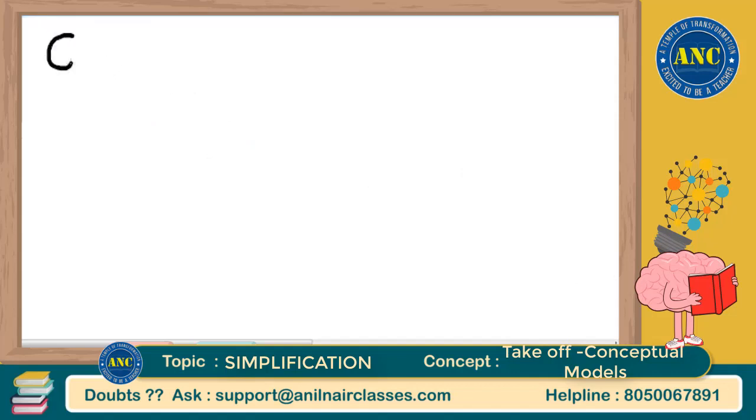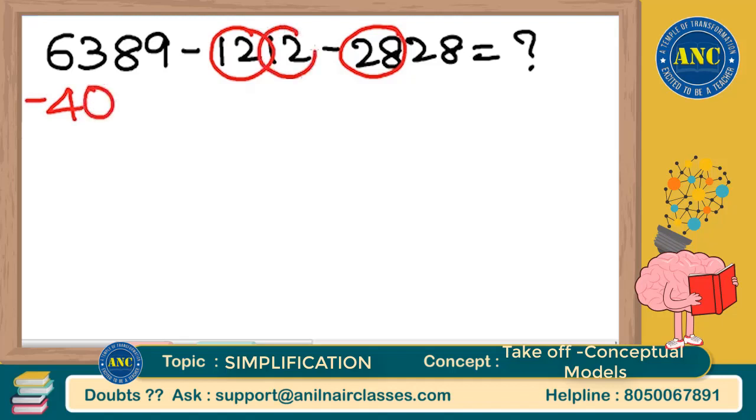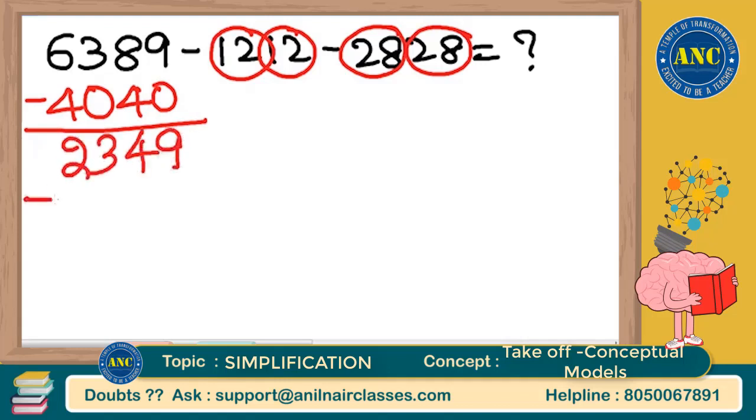Another question, 6389 minus 1212 minus 2828 is equal to question mark. Again very easy. 12 and 28, it is 40. 12 and 28, it is 40. 6389 minus 4040, 2349. Simple. Very easily you will get answers for these questions. I hope the idea is clear.